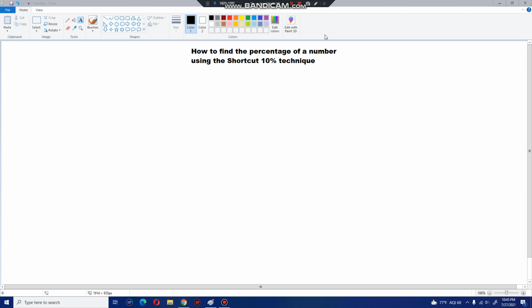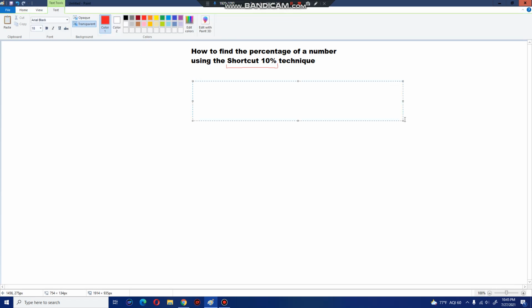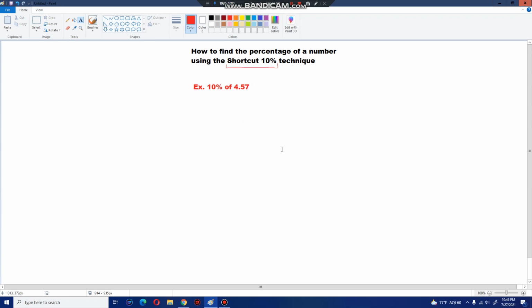Today I'm going to show you how to find the percentage of a number using the shortcut 10% technique. Let me give you a quick little example right now, okay? This shortcut requires students to be familiar with how to find 10% of any number. So for example, let us say what is 10% of 4.57? In order to find 10% of 4.57, there's a simple technique.